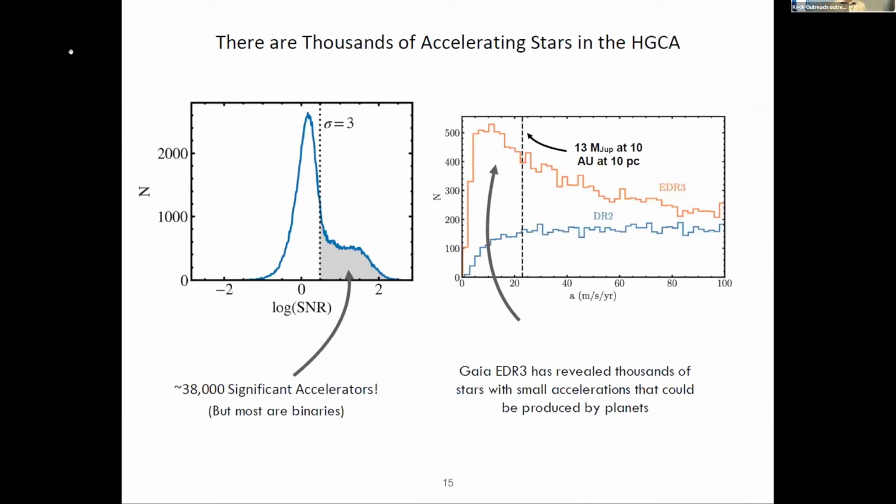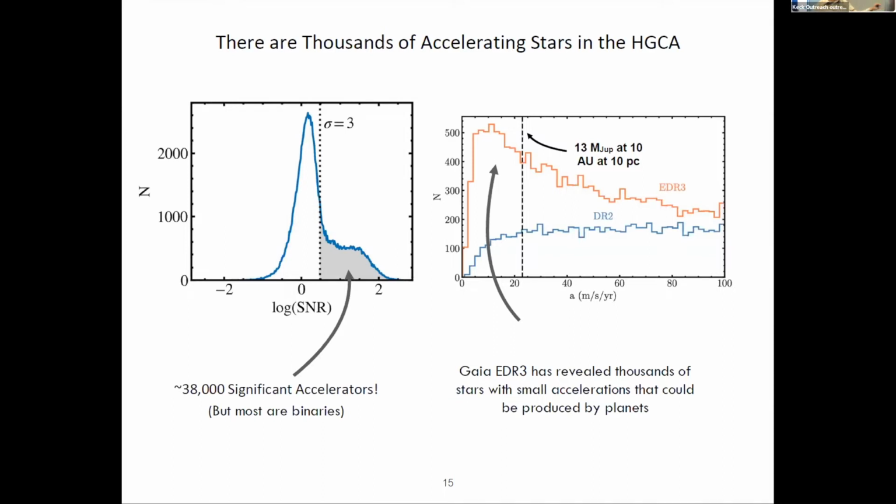Okay, so diving into the HGCA. It's a super rich and powerful data set with thousands of accelerating stars. The plot on the left shows the log of the significance for the 115,000 accelerating stars in the HGCA. About 38,000, or about a third of them, are accelerating at a significance of 3 sigma or higher, which is fantastic. But of course, most of these systems are binaries.